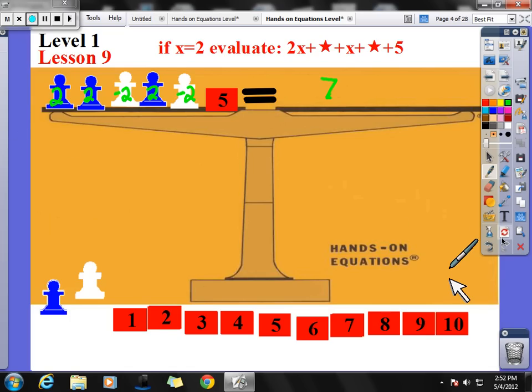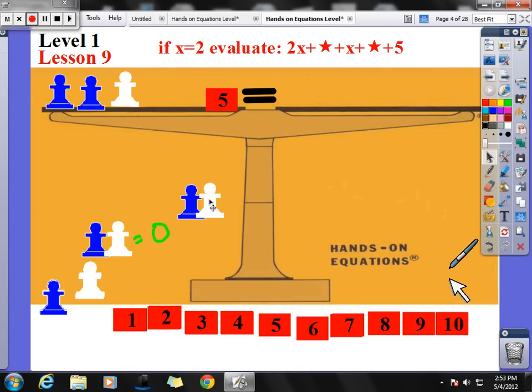Another way, and this is the way that I prefer over any of the other ones. I know that a blue pawn and a white pawn together equal 0. So if I were to take these two together and pull them off, what am I really taking off of this side? I am removing 0 from this side of my equal sign. And because I'm removing 0 from this side, it still remains in balance.